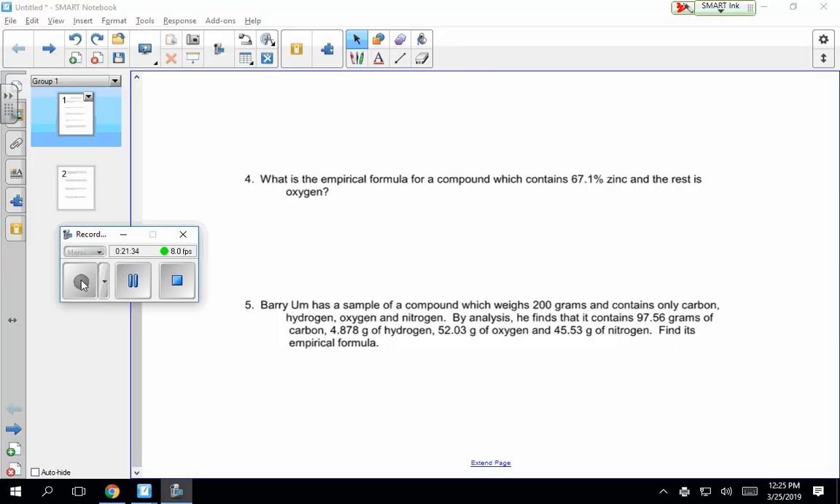Let's try number 4. I think this one will help you understand this last point, I believe. I'm not sure. I've got to see how it comes out.